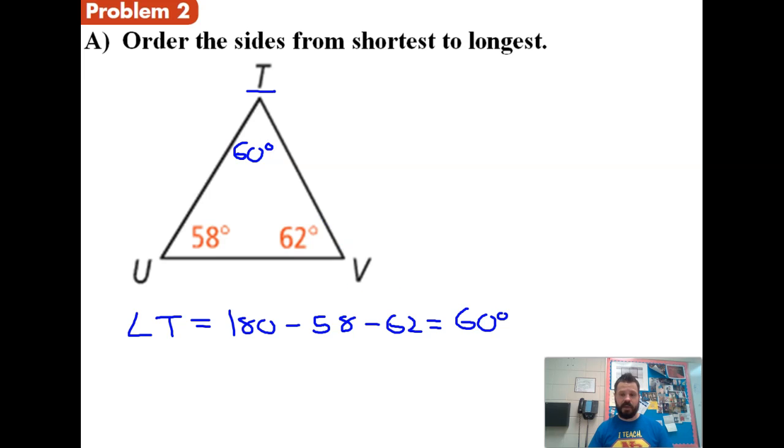Okay, once I know all my angles, I'm going to be able to relate the sides to each other. Okay, here we want to go shortest to longest.